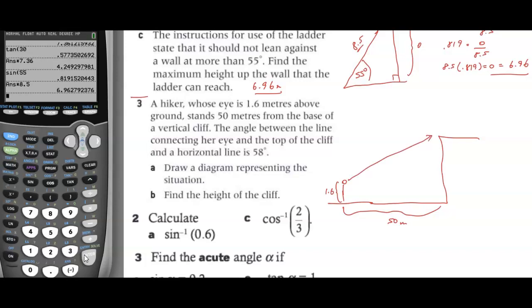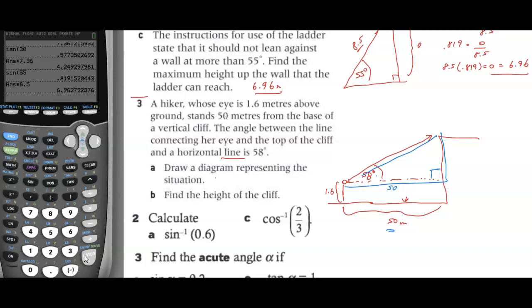The angle between the line connecting her eye and the top of the cliff, that's this line I just drew, and a horizontal line is 58 degrees. So the horizontal line from her eye would be this line, not this line here. Angle 58 degrees. Okay. So the triangle we're going to look at is actually this triangle here, up here. So we got the angle 58 degrees. We know that this distance here is 50 meters, just like this one.